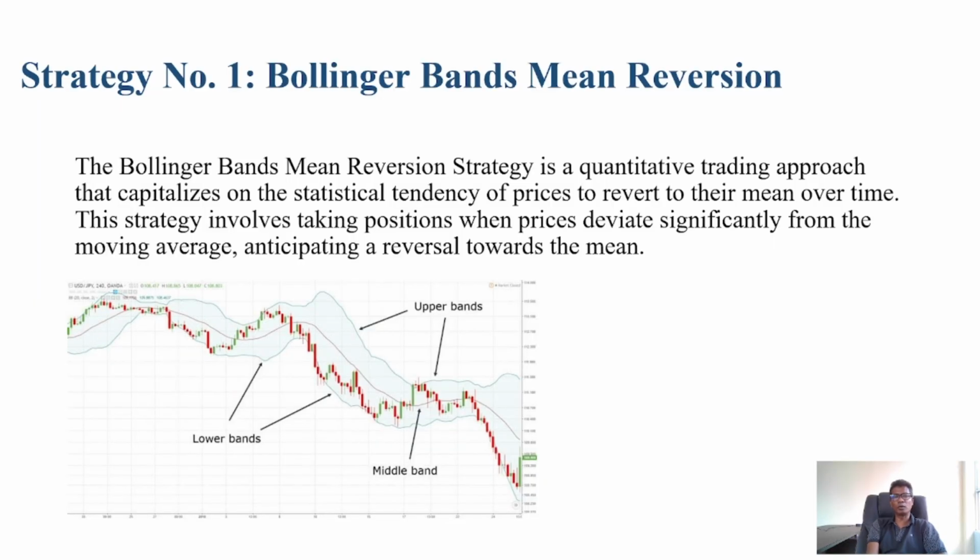Strategy number 1: Bollinger Bands Mean Reversion. The Bollinger Band mean reversion strategy is a quantitative trading approach that capitalizes on the statistical tendency of price to revert to its mean over time. This strategy involves taking positions when price deviates significantly from the moving average, anticipating a reversal toward the mean.